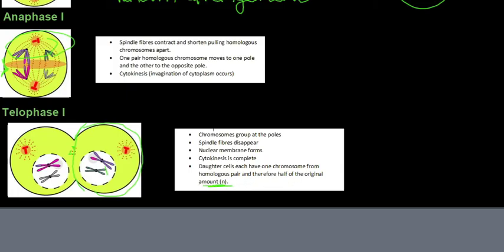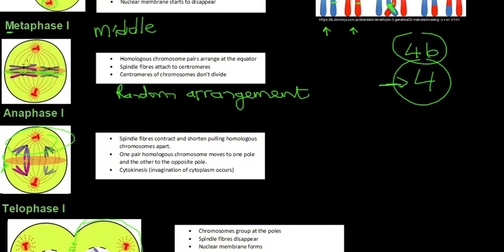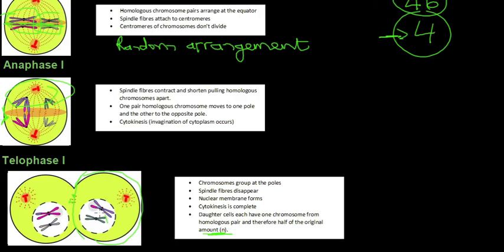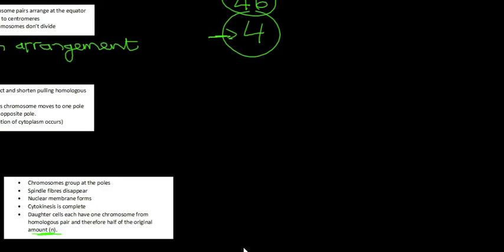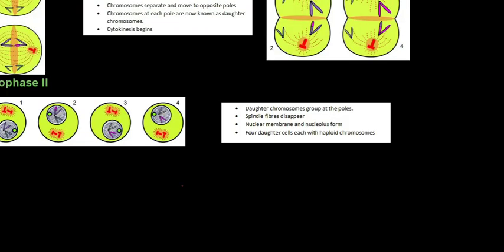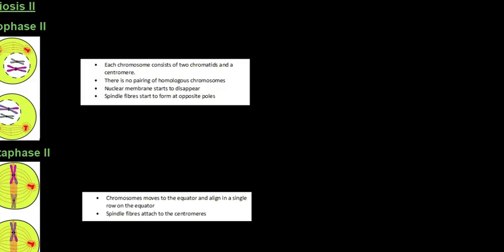That is why it's called reduction division, because at metaphase we still had two of the same type of chromosome from each parent. Now we are going to halve that, so we want half the amount. So we've gone from four chromosomes to two in each cell. But it still has all the genetic material because we pulled them apart. This one will have a hair gene, that one will have a hair gene, and we've also contributed to genetic variation because of that crossing over and the random arrangement at the equator.